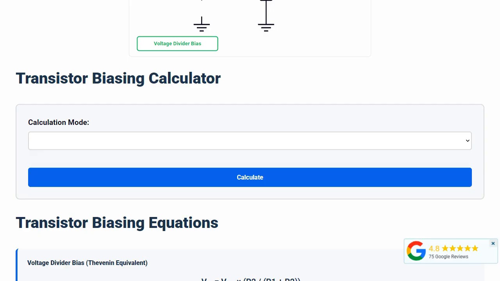For example, let's enter a beta of 100, a collector current of 2 milliamps, a supply voltage of 12 volts, and a collector emitter voltage of 6 volts. Click the Calculate button to generate your results. The calculator displays the required resistor values for your bias network, the stability factor, and confirms your operating point parameters.